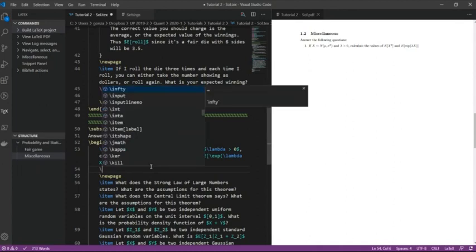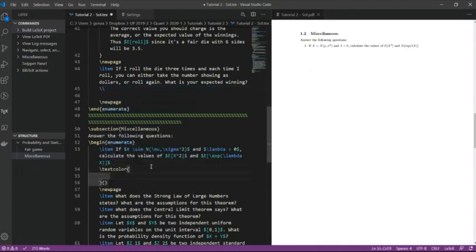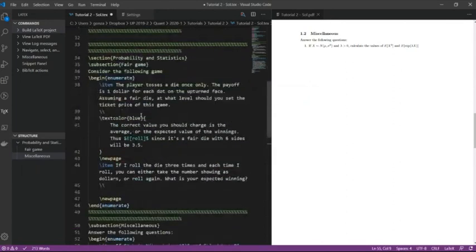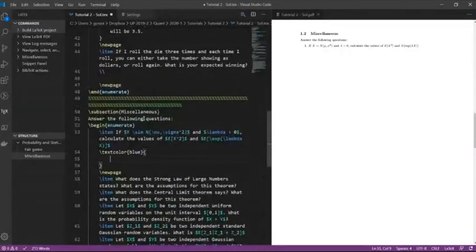So text color blue. Okay, it's blue, right? So what we have to find right now is the expected value. Let's go by steps, right? Expected value of x squared. And I'm going to put an enter over here.